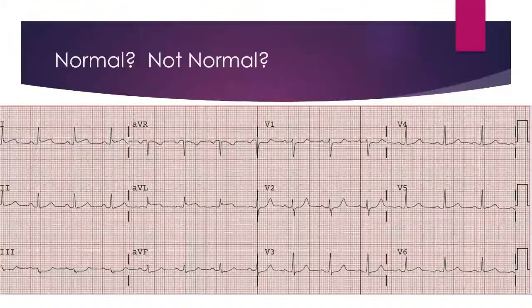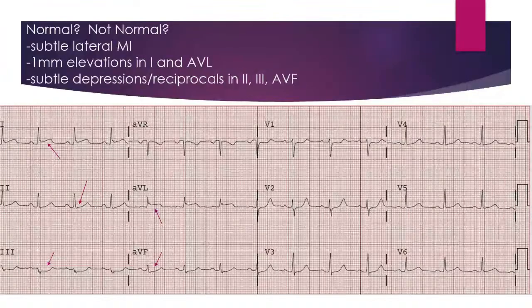AVL looks like it has some ST segment elevations. Some slurring. Let's look here. So we have some, I would say, kind of minor depressions in 2, 3, AVF, more 3 and AVF, and some elevations in 1 and AVL. So this could be a lateral MI.